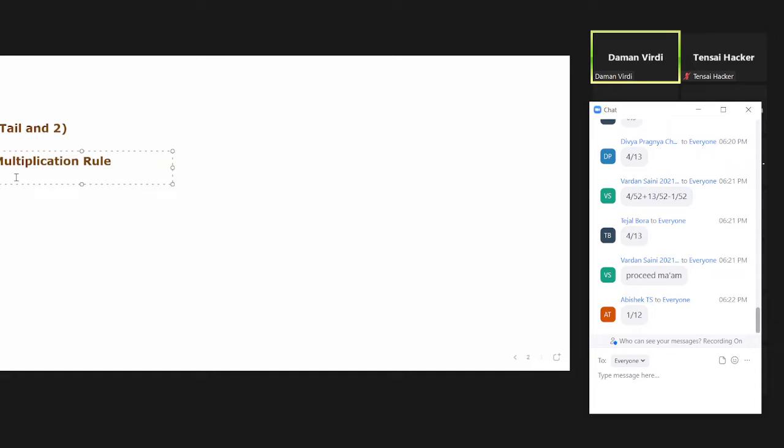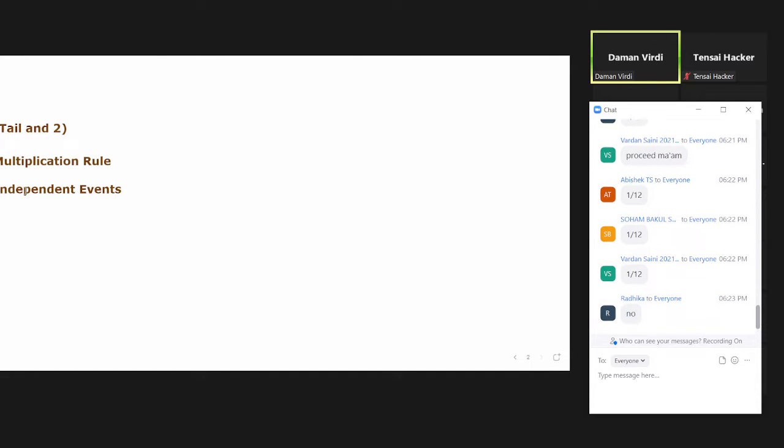For the multiplication rule, we need to understand two things. First, we'll understand independent events. In independent events, see, getting a tail and getting the two, are they dependent? Means if a tail comes, does it have any dependence on a two coming over here? No. So they are independent events.